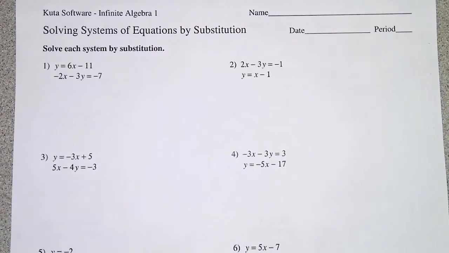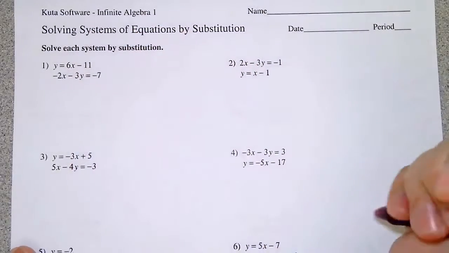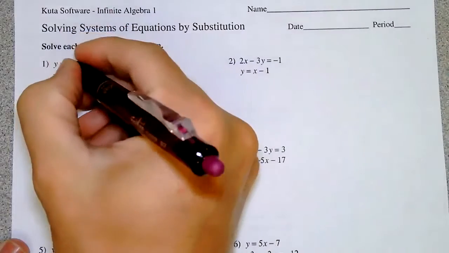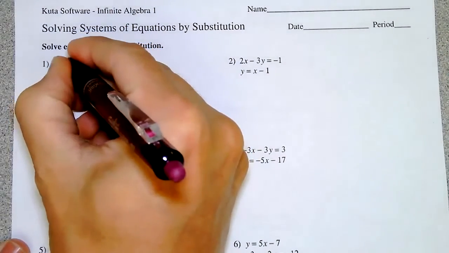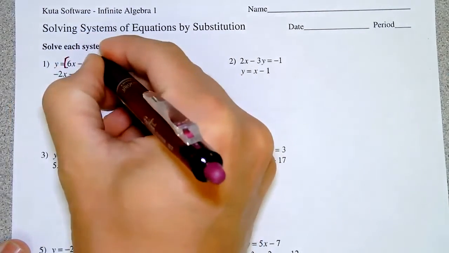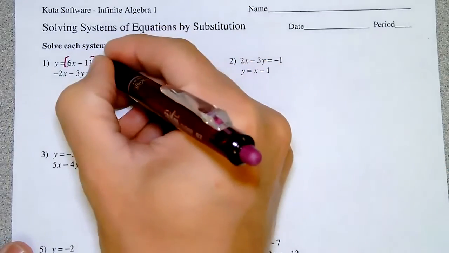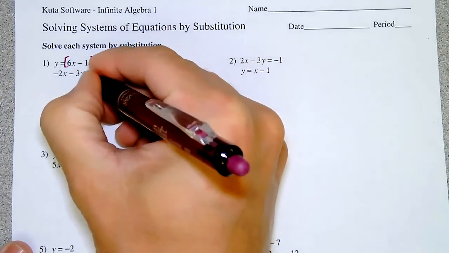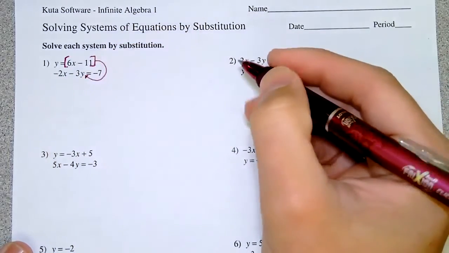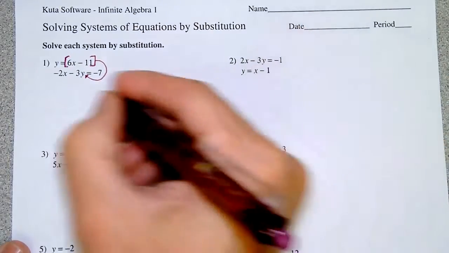Take a look up at the board. So remember, we're solving by substitution, meaning we want to sub one of our variables in for another one. In this case, we already have y on the side by itself. So we're going to take whatever y is equal to, plug it into y in the second equation.